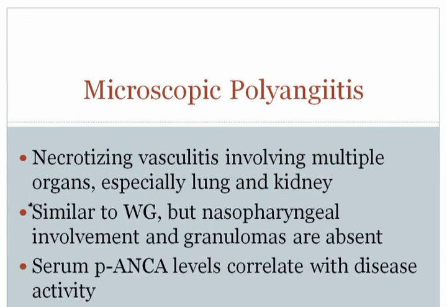Now another small vessel vasculitis is called microscopic polyangiitis. This is a necrotizing vasculitis that involves multiple organs, hence the name polyangiitis, poly implying multiple blood vessels, and it especially involves the lung and the kidney. Basically, it's very similar to Wegener granulomatosis. However, you're going to be missing a few things.